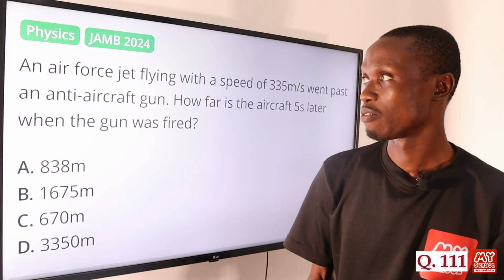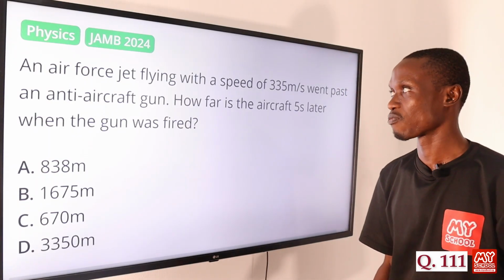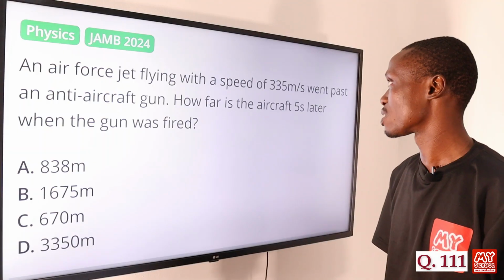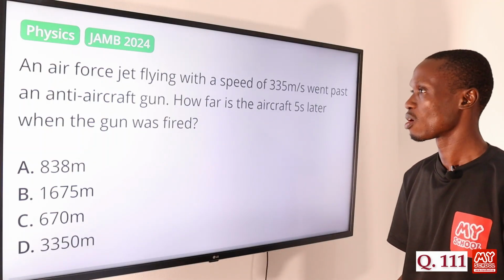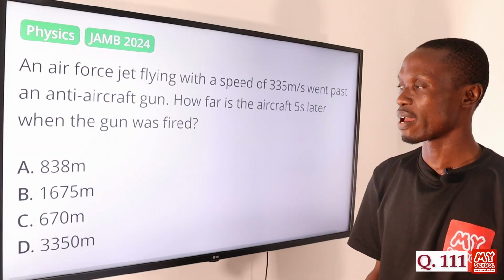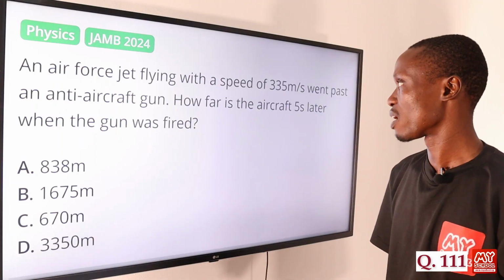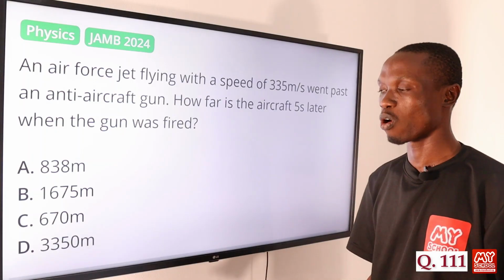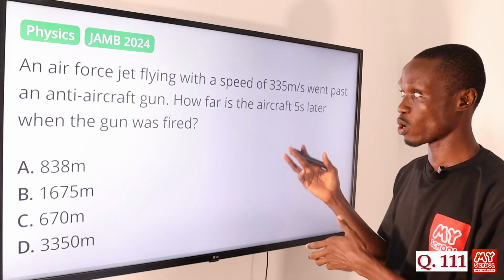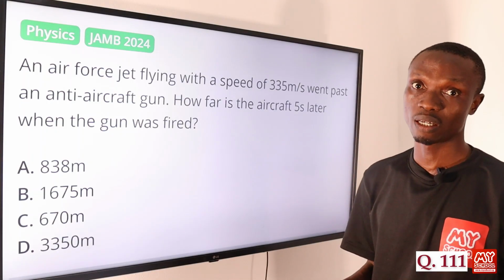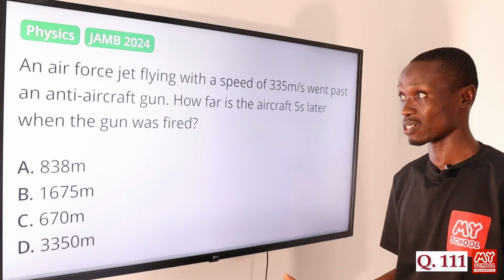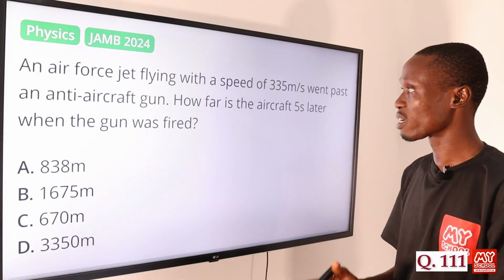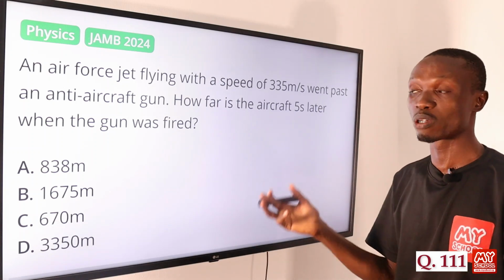Question 111. An Air Force jet flying with a speed of 335 meters per second went past an anti-aircraft gun. How far is the aircraft 5 seconds after the gun was fired? So in this question, basically what they are asking us to calculate is distance, right? If you check very well, we are given speed in this question and we're also given time.